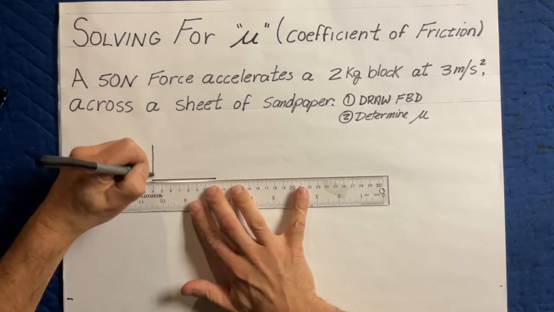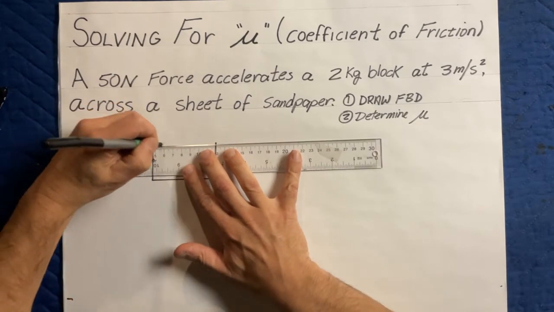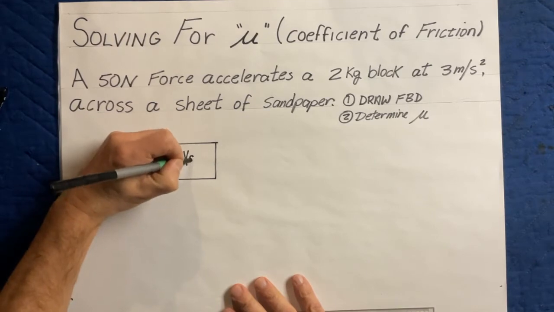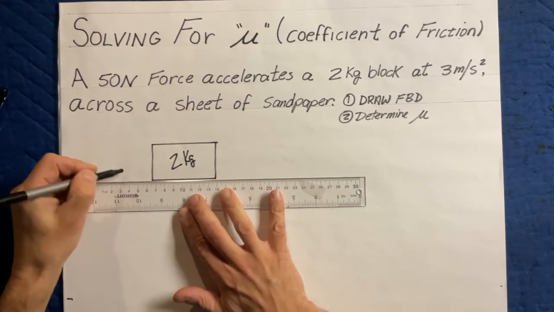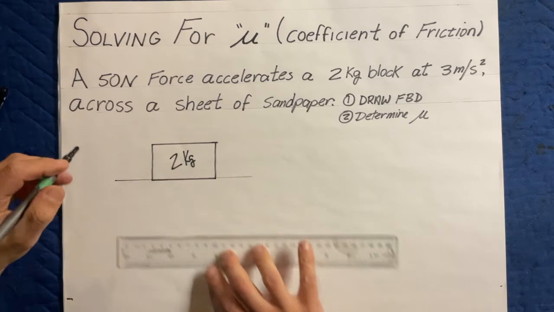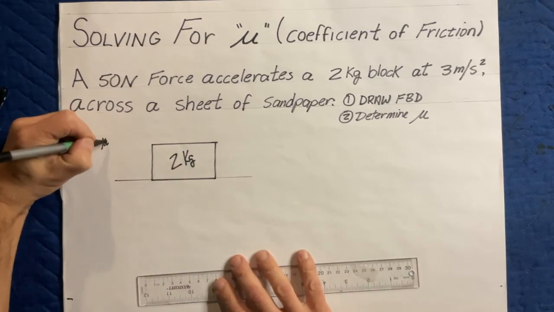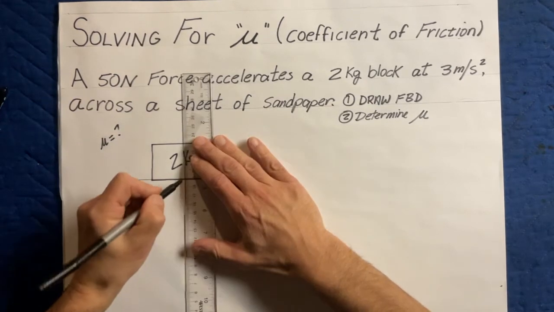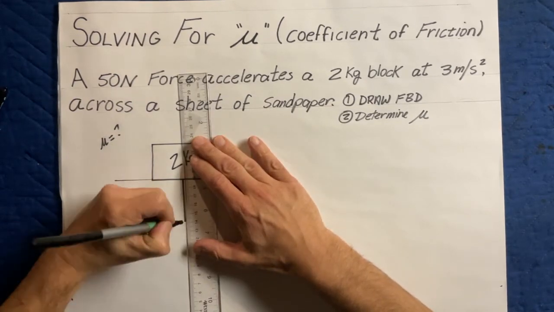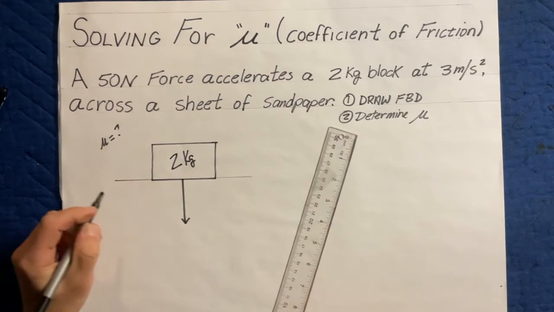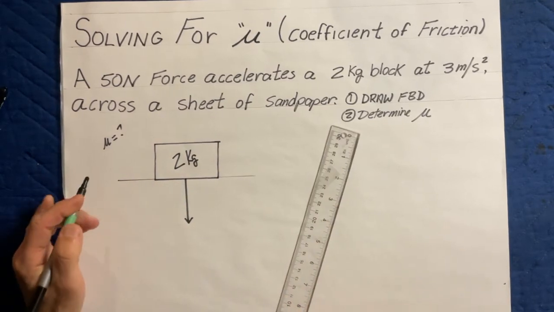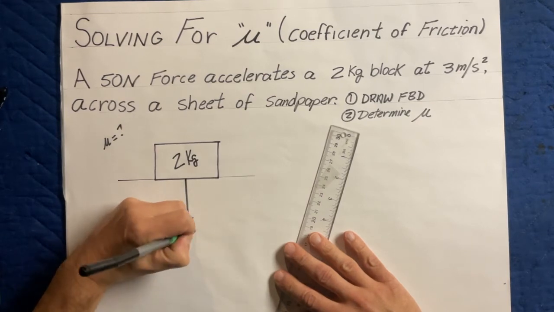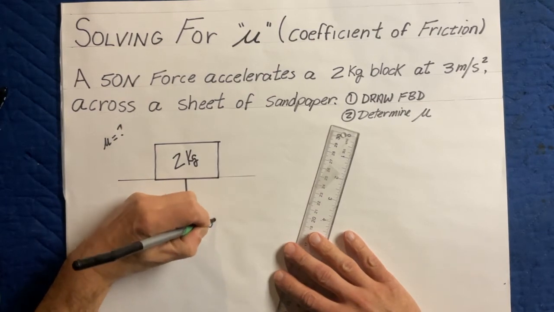It doesn't have to be super fancy, but there's my block. Mass goes in the middle for me. It is on a surface, so there's going to be a mu hanging out over here. I don't know what it is. I do know that the Earth pulls down on all masses with an approximate gravitational pull of mass times 10, which is a force field strength, or that's how I teach it. So my force of gravitation, or my weight, is going to be 20 newtons of pulling force down.